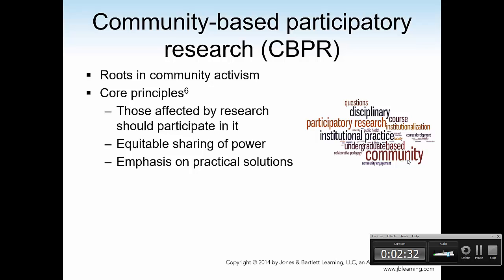This is an equitable sharing of power. Again, it should not be removed from the community. This sort of research needs to incorporate the community if you really want to know how best to serve the community and provide good health care. And it does emphasize practical solutions. Like, what can we do?